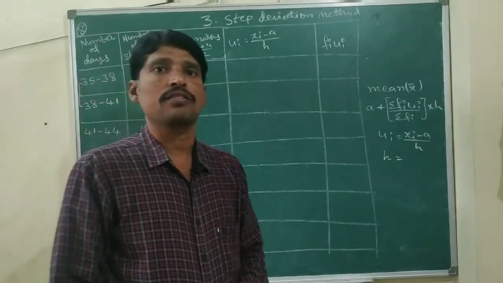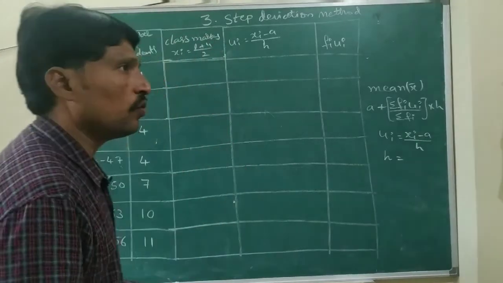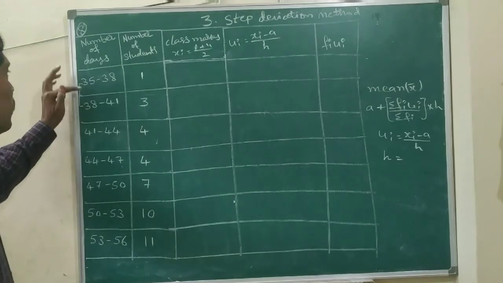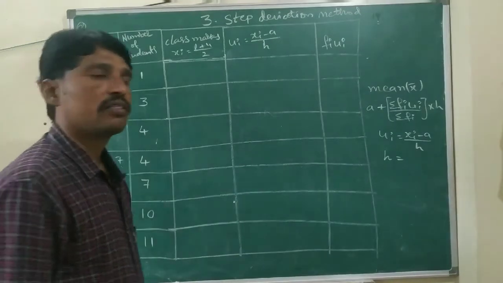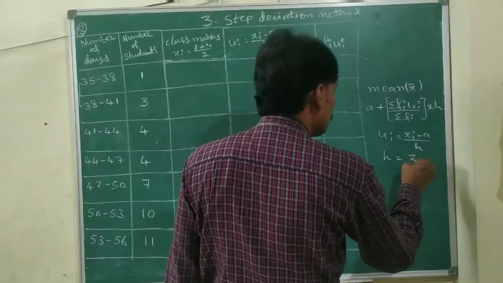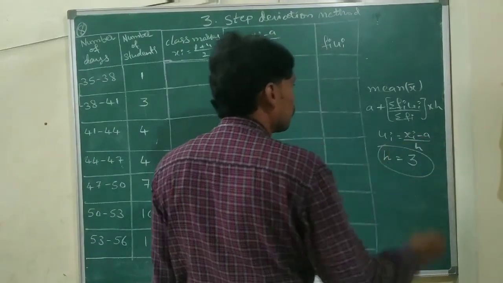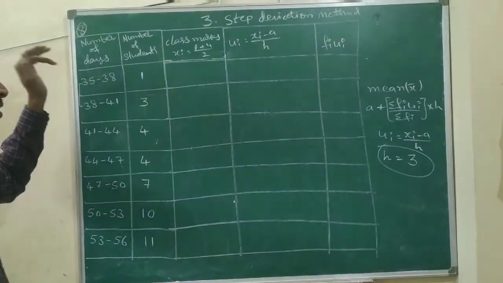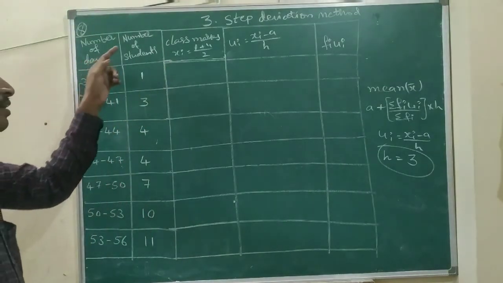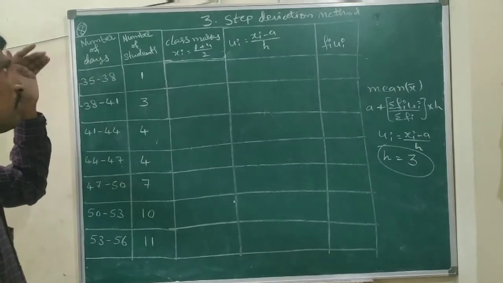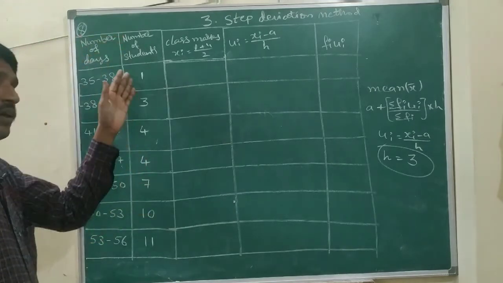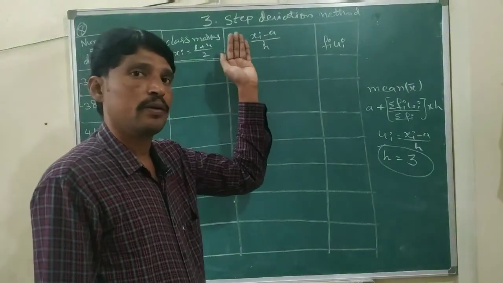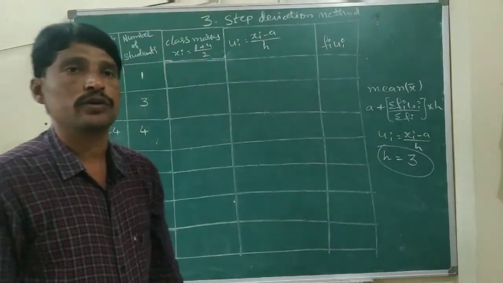For any two successive class intervals, we need to take the difference of the lower limits or upper limits. So I am taking the first two class intervals only: 38 minus 35, that is 3. Now, I already took the table. In the table, the number of days is taken as the class intervals and the number of students as the frequency, then class marks xi, Ui equals (xi minus A) by H, and Fi Ui.